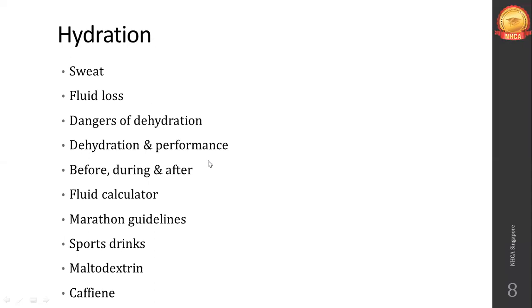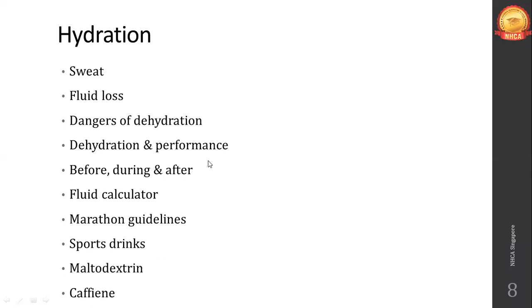Some tables are given, refer to those as well. Fluid calculator. Those who have the old edition textbook, on page number 146, a fluid calculator in a blue box is given. Just go through those steps properly. If a person is taking part in a marathon, what are the guidelines for drinking water, being hydrated when you're performing in a marathon? What are sports drinks? What are the different osmolalities in sports drinks? Isotonic, hypotonic, etc.